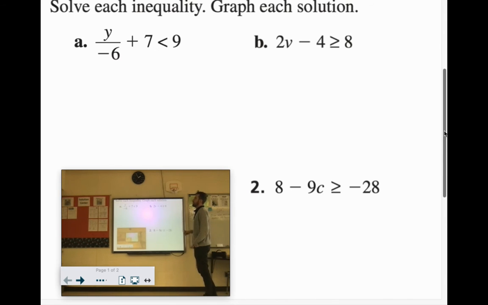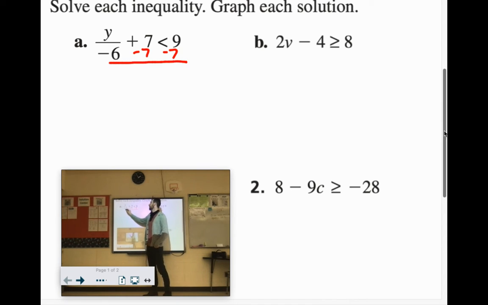y divided by -6 plus 7 is less than 9. First, I see plus 7. Automatically, I'm thinking, let's subtract 7 to cancel that out. If you do it on one side, you got to do it on the other side. So we have y divided by -6 is less than 9 minus 7, which is 2.